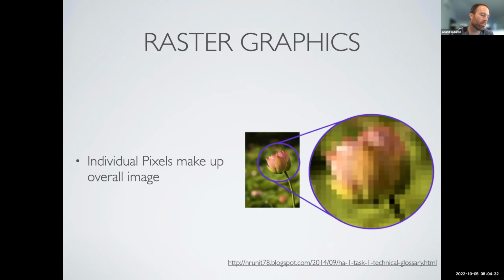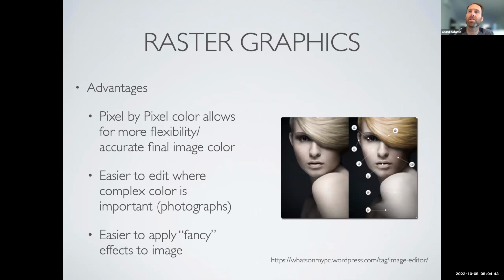So in this example on the right here, you can see that the flower, when we blow it up, when we zoom in on it, is made up of those individual colored pixels. There are some distinct advantages to raster graphics. Because they're just individual colored pixels, we can perform pixel by pixel corrections. We can edit a particular pixel and not edit the pixel next door. So it helps us in photorealistic final image output.